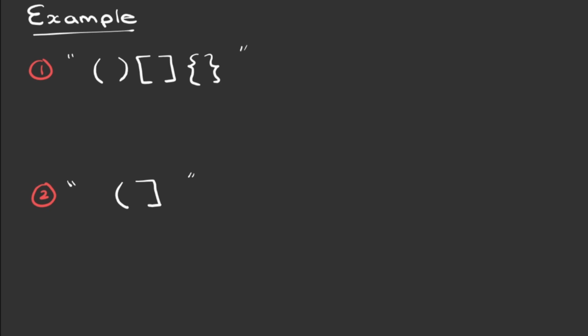And since each part of the input string is valid, that means we have a valid input string. However, if we look at the second example, we see we have an opening round bracket, but we have a closing square bracket. Now this input string is both opened and closed correctly, so it meets one of the conditions, but the opening and closing parentheses are not equal. For this input string to be valid, we would either need to have opening and closing round brackets or opening and closing square brackets.